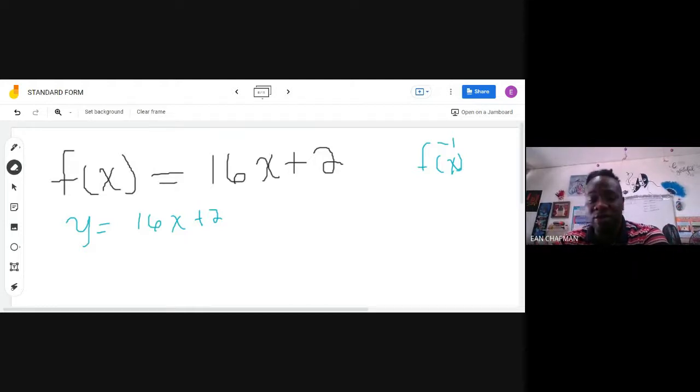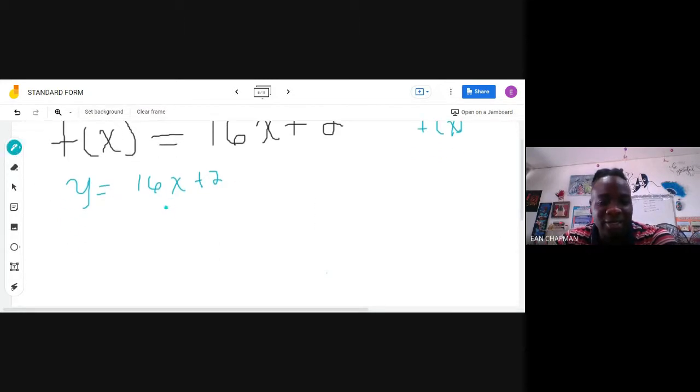To find the inverse, we do 4 steps. Step 1 is to change the f of x to y. Then step number 2 is that we're going to exchange the position of x and y. Third step, we're going to solve for y. And the final step is to change back the y into f of x. So the first step, changing f of x to y, has already been done.